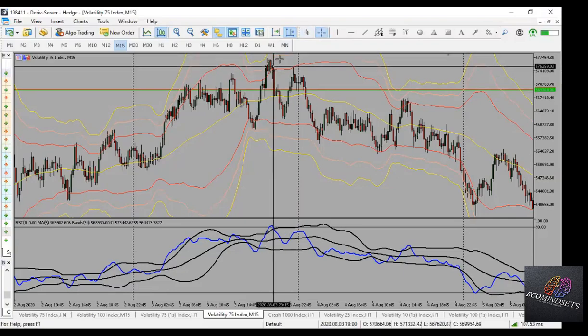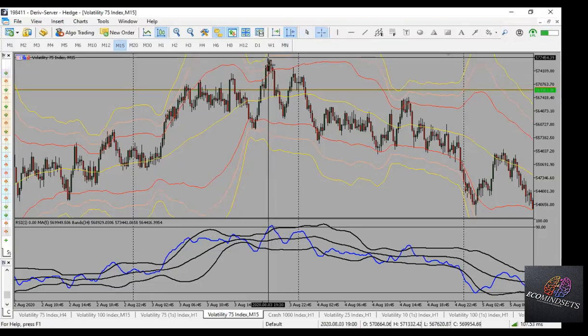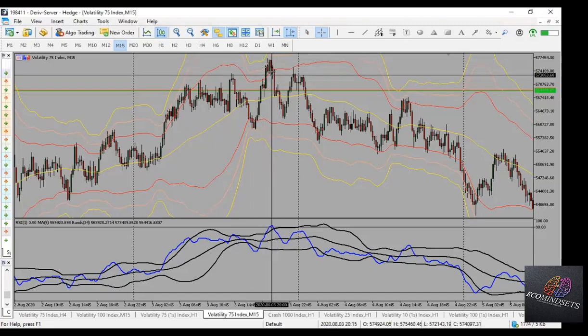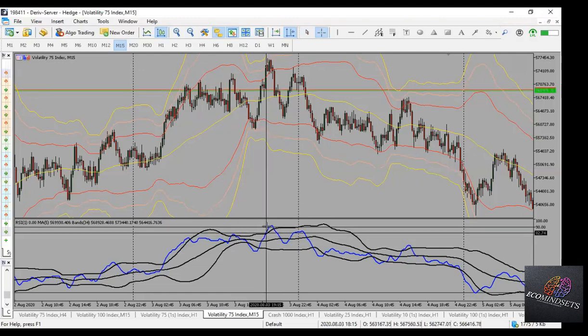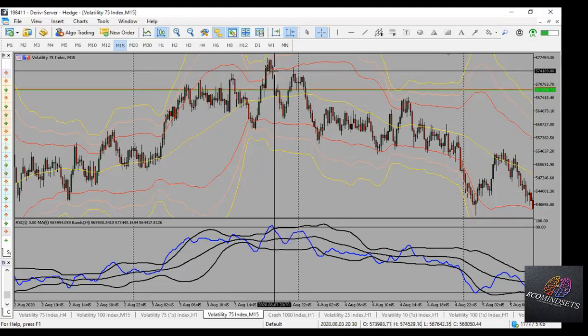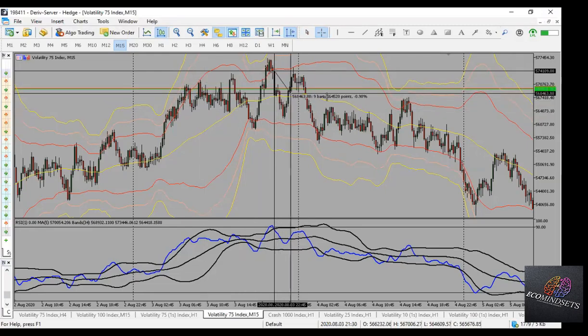Immediately you finish, there is another one waiting for you here. There is a rejection over here on our upper Bollinger Band, and over here too we have seen a breakout of the moving average and then another break in. So our entry would have been here, and then we would have ridden it to the middle Bollinger Band. Here you can see price was ranging, so you would have just been scalping this.